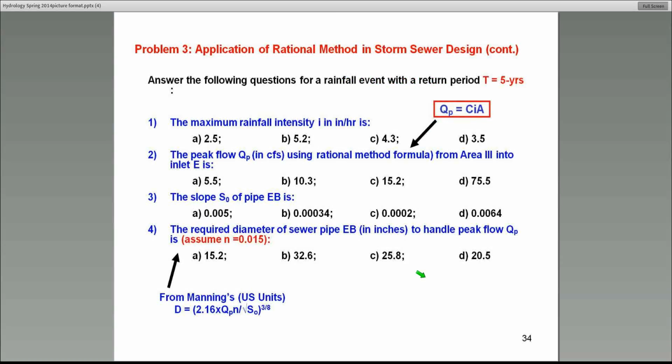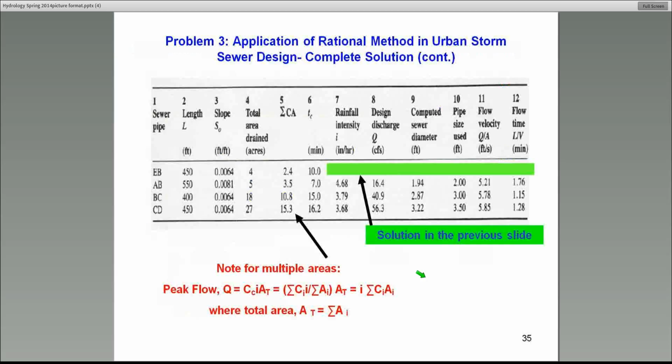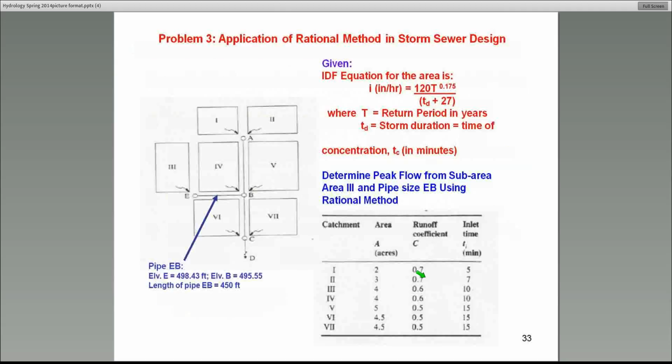I've set up a problem for you that you can work through for the rational method. It is a little more complicated than you might like, and it's on the graphics of the previous slide. I just set up this whole problem to show you how the rational method is generally used, but you don't have to solve the whole problem. I'm only asking you to solve for area 3, which drains to a point E, and then you're supposed to size pipe EB so it can handle the runoff from point E to point B. For those who want to get challenged a little more, you can solve the whole problem, for which I've given you the answer on that slide.